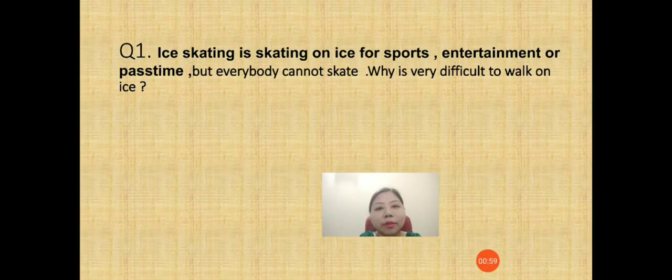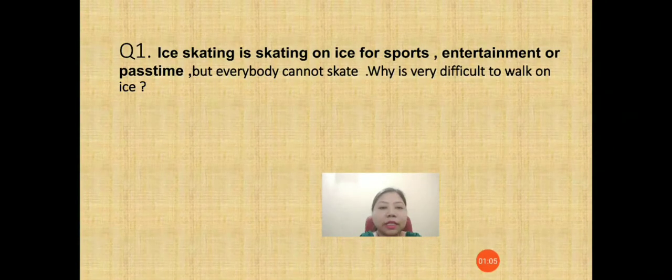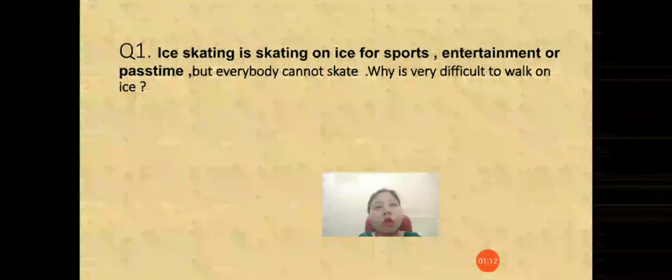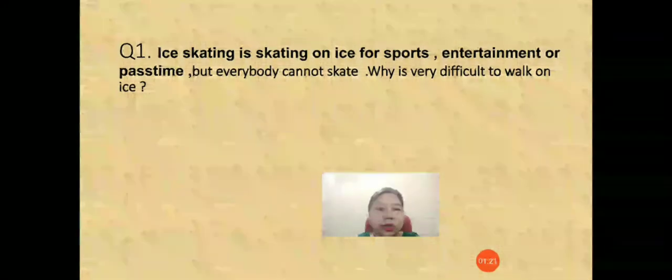Now let us take up two questions related to this topic. Ice skating is skating on ice for sports, entertainment or pastime. But everybody cannot skate. Why is it very difficult to walk on ice? So obviously we had discussed friction and the answer lies in the concept of friction.